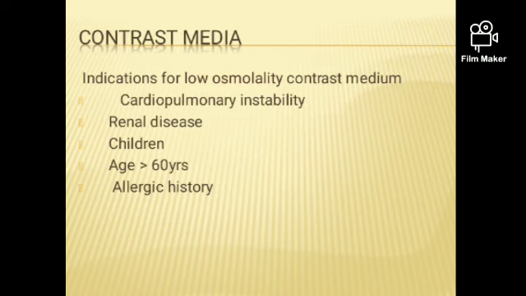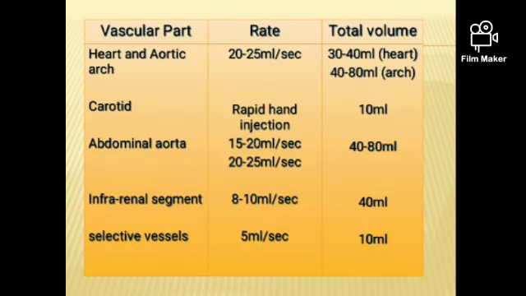Next, these are the contrast medias. Always remember, in angiography don't use ionic contrast. Try to use non-ionic contrast, because blood-brain barrier reaction chances are less in LOCM, low osmolar contrast media. Next, these are the access sizes and the rate of contrast we use when we are using the selective angiographic method.